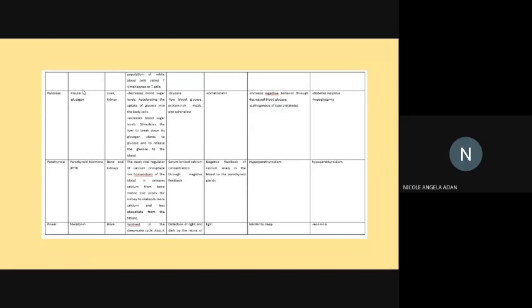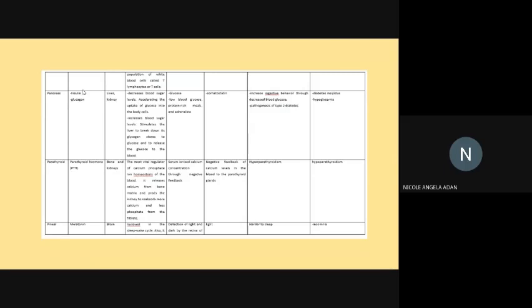It is stimulated by serum ionized calcium concentration through negative feedback, and it is inhibited by negative feedback of calcium levels in the blood to the parathyroid glands. The hypersecretion of PTH is hyperparathyroidism, and the hyposecretion is hypoparathyroidism.